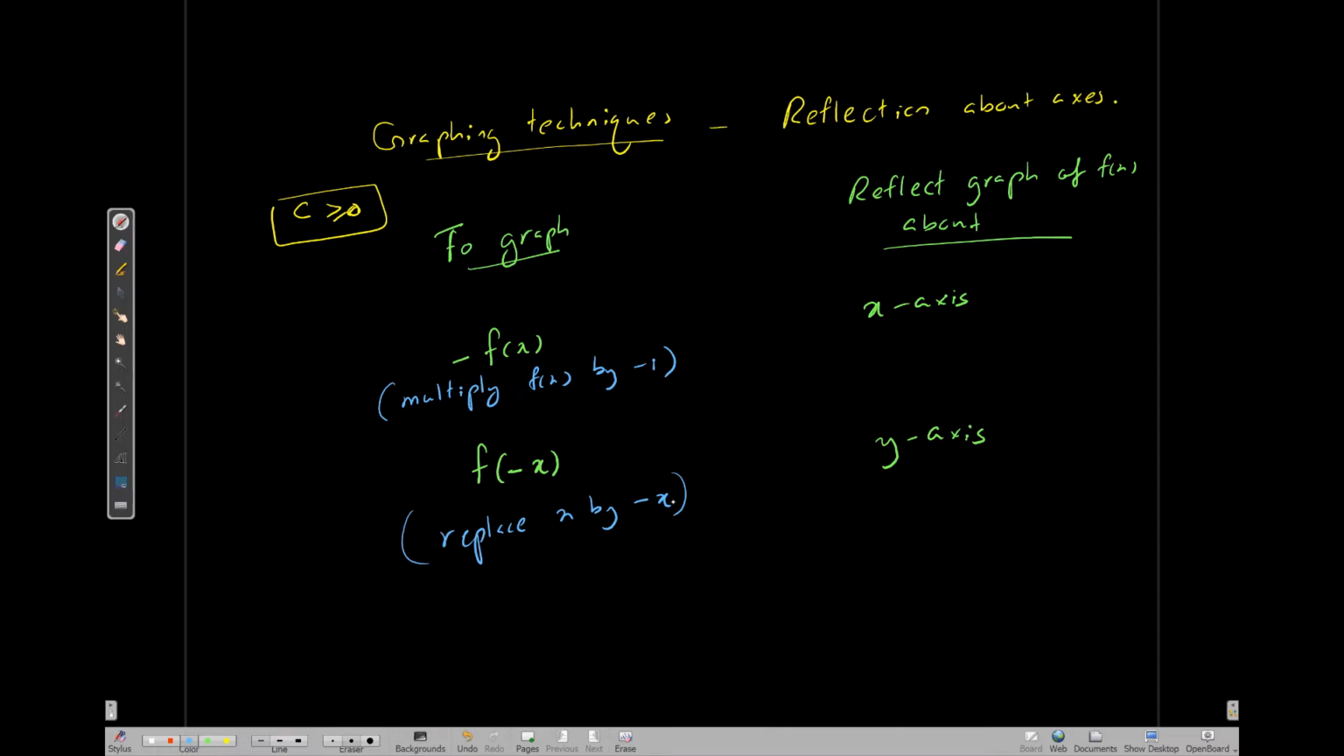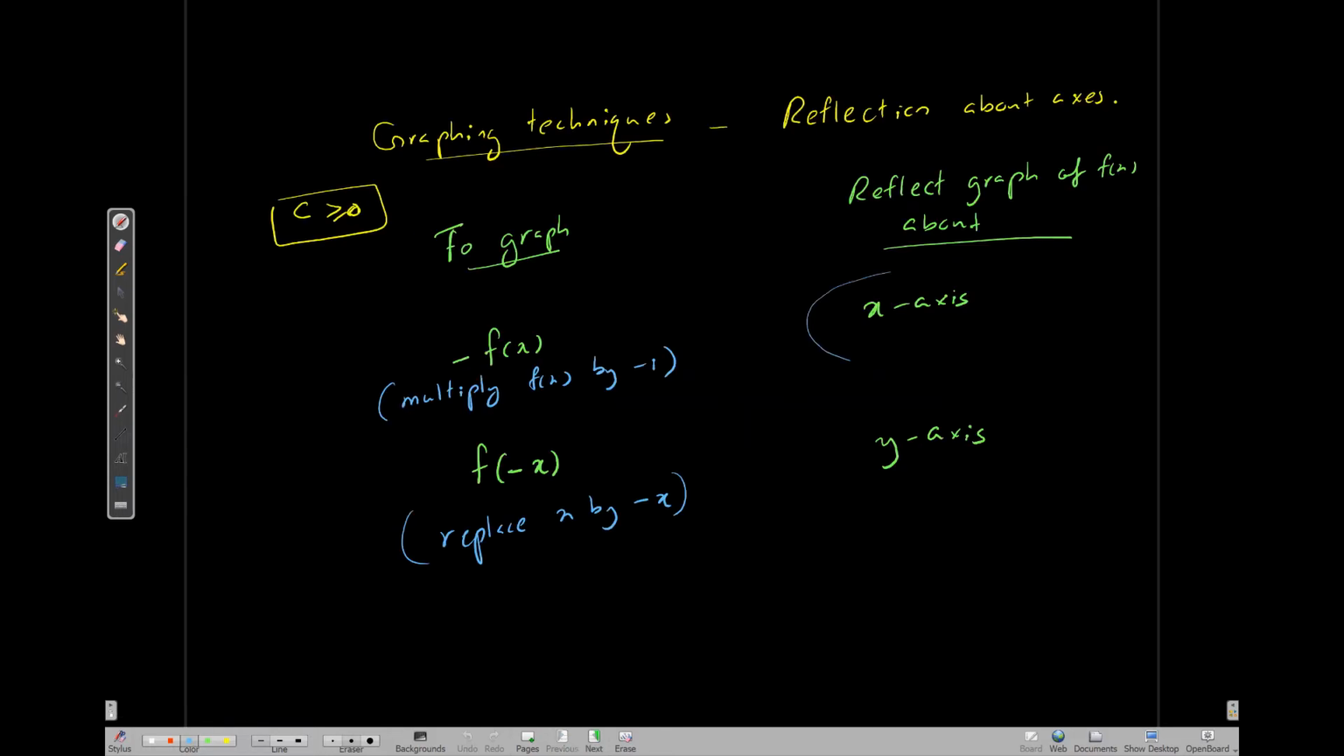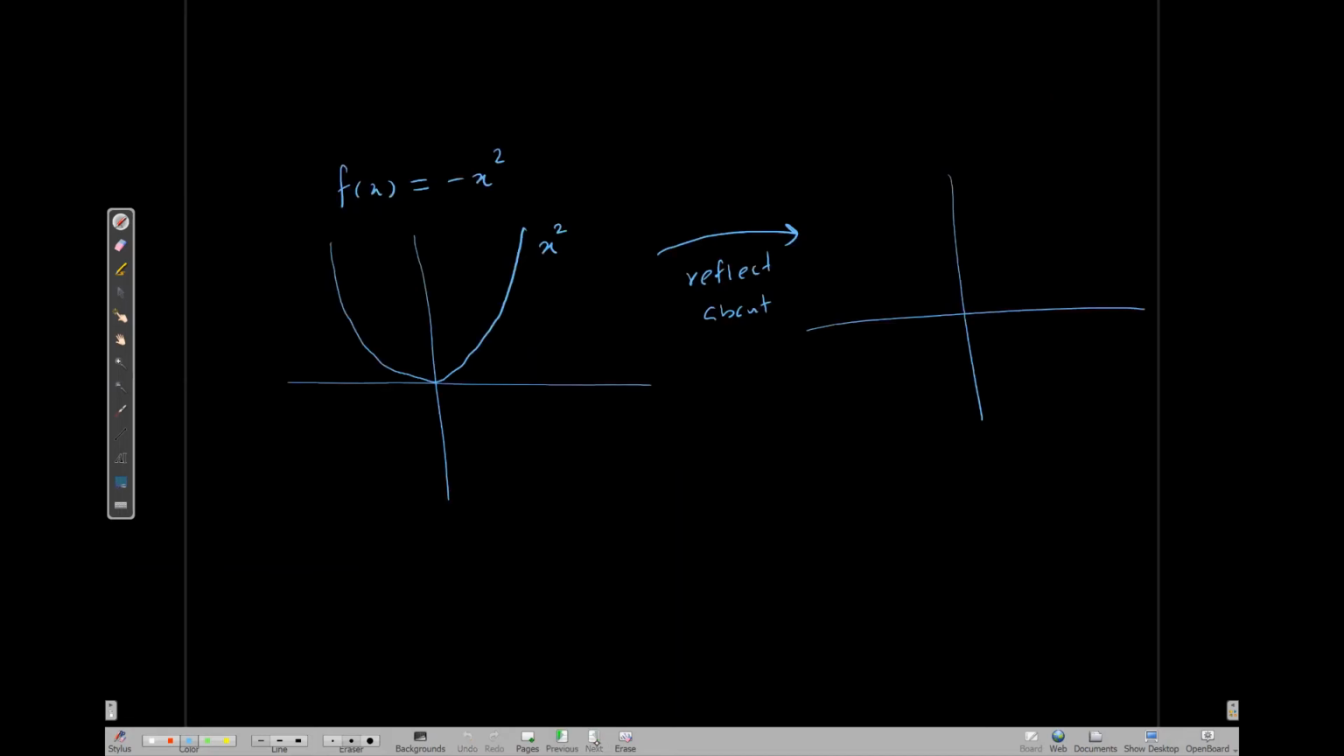Now let's see some examples, then you'll understand this. Let's say f of x equals minus x squared. The base function is x squared, that's our base function in quadratic functions. According to our theory part, it will reflect about the x-axis, because of this minus sign in front. Which makes sense, right?